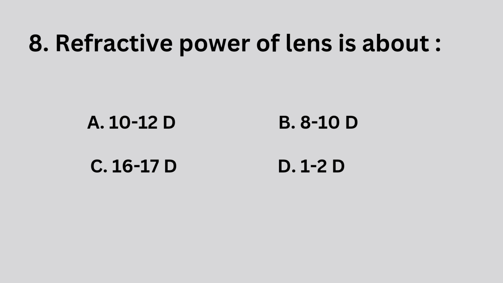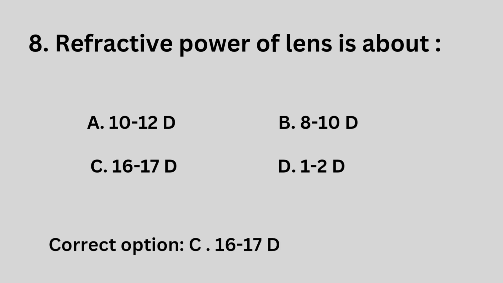Next question. Refractive power of lens is about option A 10 to 12 diopter, option B 8 to 10 diopter, option C 16 to 17 diopter, and option D 1 to 2 diopter. Correct option is option C 16 to 17 diopter.